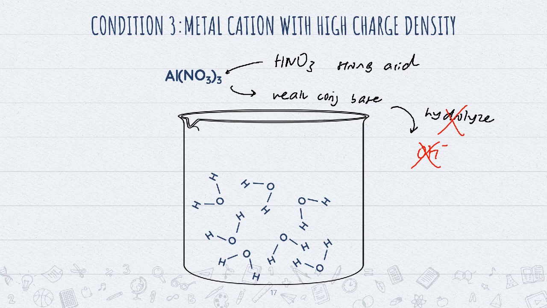In this case, our cation is Al3+. And Al3+ is a cation with high charge density. So to recap, what is the formula for high charge density? It's basically your charge over ionic radius. So this is a little bit of your atomic structure knowledge. Now let's see what happens when this salt is dissolved in water.